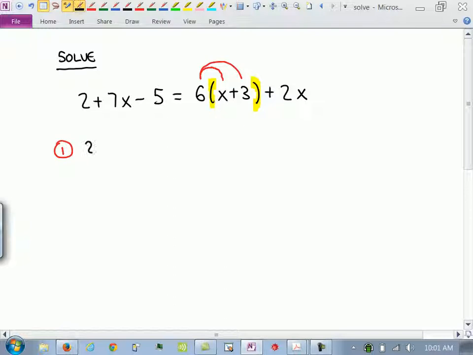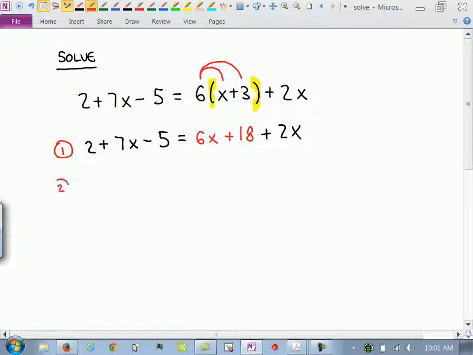Now, don't be worried about wasting paper. What you want to get good at is writing math that makes sense. So I'm going to rewrite the entire line again, everything. 2 plus 7x minus 5 equals, now my multiplication. 6 times x was what? 6x. And then what's 6 times positive 3? 18. So plus 18. And then what was still hanging out there on the end? Plus 2x. Okay, have I removed all grouping symbols? Yes? Okay, what is the next step?